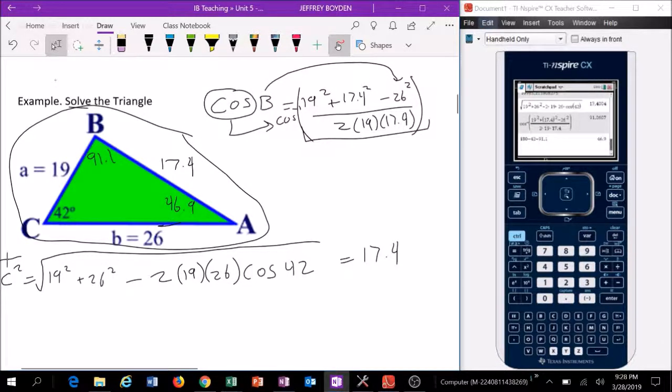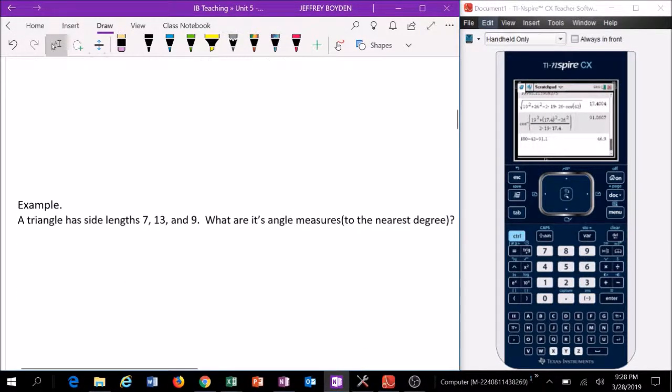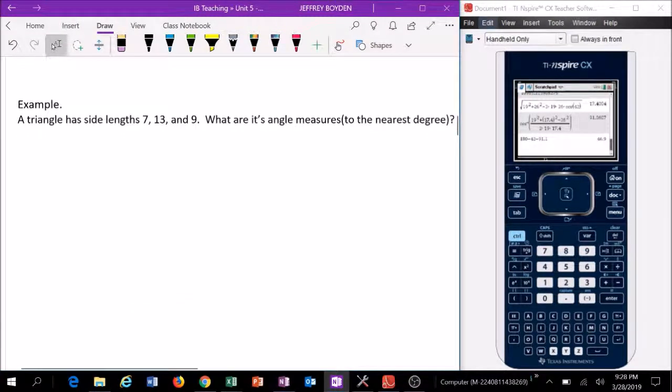Let's try another one. Ooh, what about this one? In this one, they don't give us a picture. So guess what we get to do? We're drawing our own. Now, notice, I'm not going to put really any effort into this picture because I don't need to. 7, 9, 13. No rhyme or reason for that.